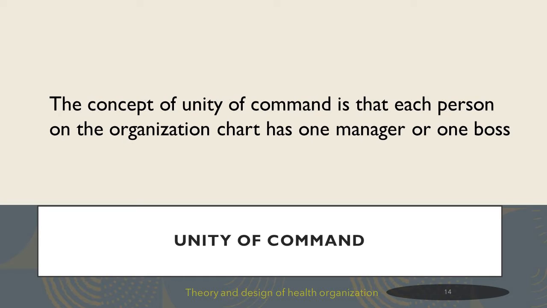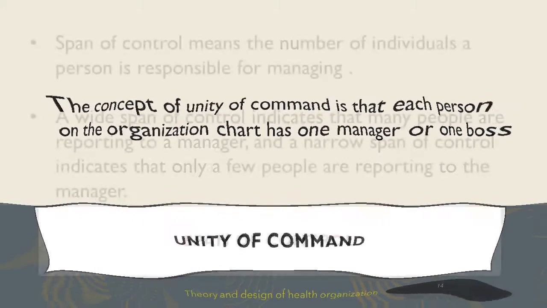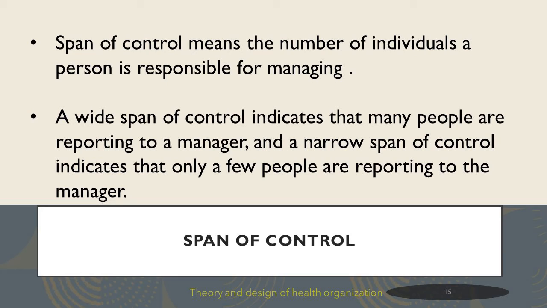Unity of command. The concept of unity of command is that each person on the organization chart has one manager or one boss. Span of control. Span of control means the number of individuals a person is responsible for managing. A wide span of control indicates that many people are reporting to a manager, and a narrow span of control indicates that only a few people are reporting to the manager.